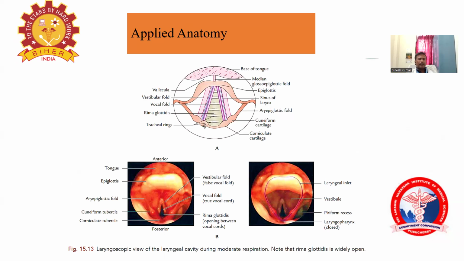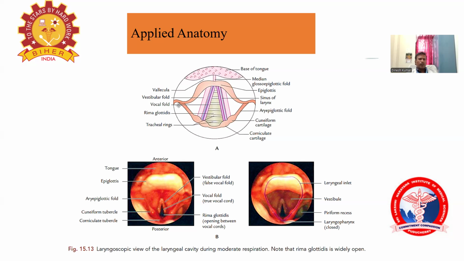Next is the applied anatomy. So you see this is the normal structure of the larynx. This is the base of the tongue. Here you can see the median glossoepiglottic fold. Here you can see this is the epiglottis. Below you can see the corniculate cartilage and cuneiform cartilage. So this is the aryepiglottic fold. Interior to the larynx you can see the trachea.